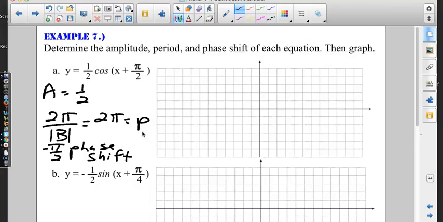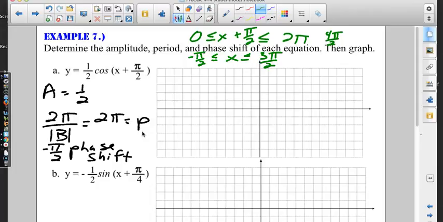So now, where to start, what to use for increments, all of that good stuff comes pretty easily if we remember that sine and cosine go from 0 to 2 pi, and what we're doing inside these parentheses is affecting that x plus pi over 2, because that's affecting that right and left movement. So we would go ahead and subtract pi over 2 from everything. And of course that means we're going to need a common denominator with our 2 pi. We write that as 4 pi over 2. 4 pi over 2 minus 1 pi over 2 would be 3 pi over 2.